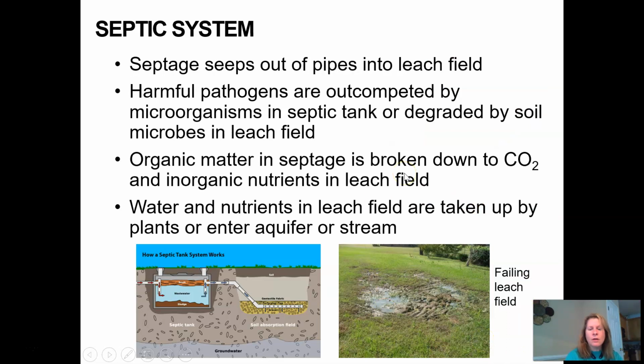The water that is left after the solids settle out into that septic tank is going to be pretty clear water, but it could still have pathogens. It's still going to have some organic waste in it. So as that water seeps out into the leach field, whatever harmful pathogens are there, they are most likely outcompeted by the microbes that are in the soil or the microbes that may have been in the septic tank. Also, whatever organic matter that's in there, it'll be broken down by the microbes that are in the leach field.